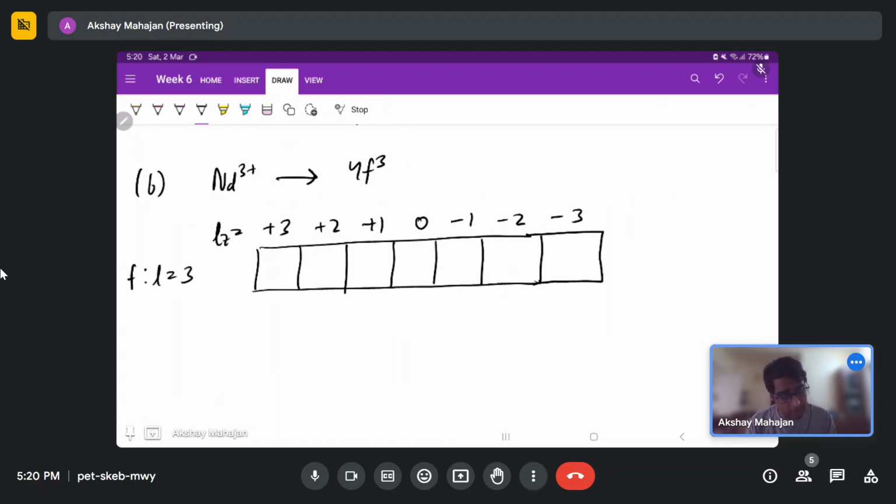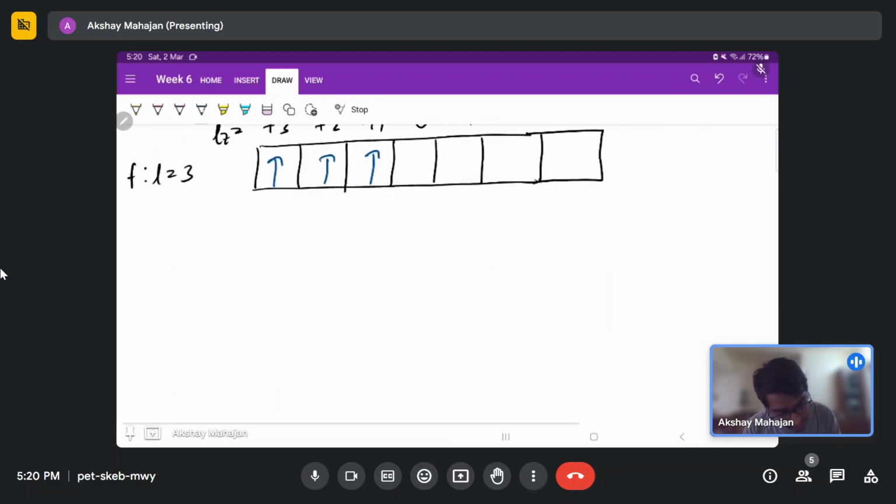Alright, now we have to fill according to Hund's rule. First we will fill all the spin up electrons, and we have 3 of them. Wherever I fill these 3 spin up electrons, the energy will be the same, so the capital S value will not change. So we go to Hund's second rule, which says to maximize capital L, we start filling from the maximum positive Lz value. So we will fill 3 electrons like this: plus 3, plus 2 and plus 1.